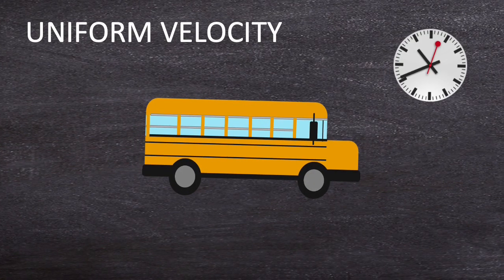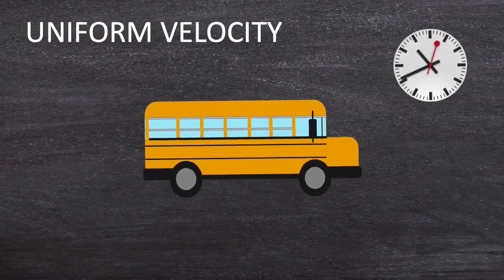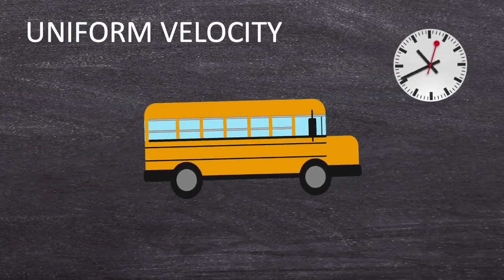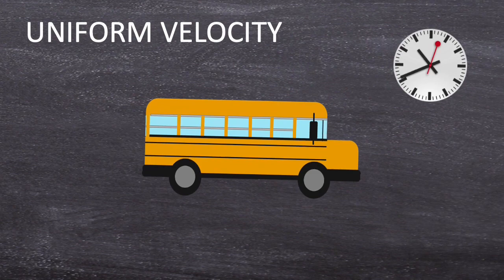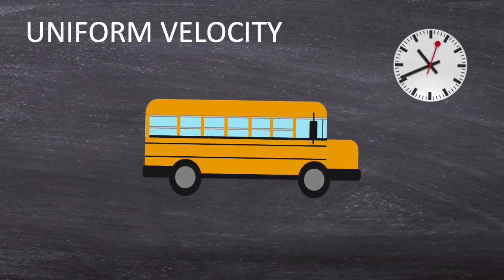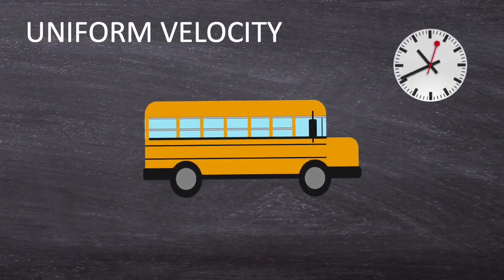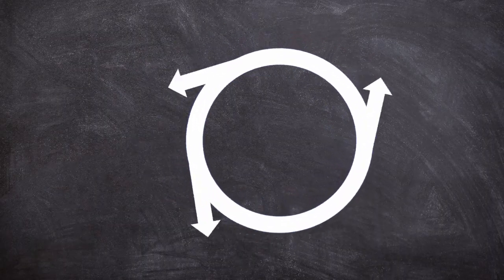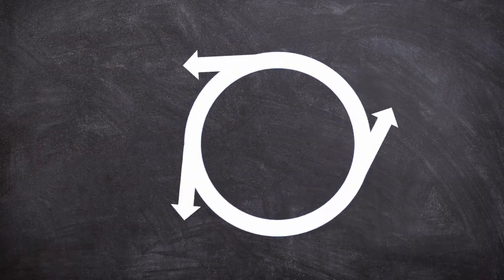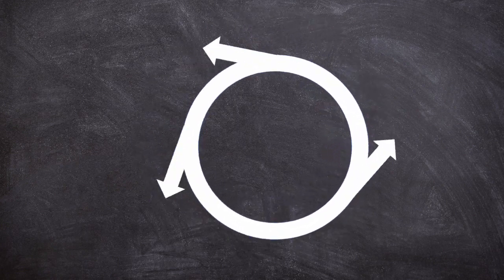When equal displacement occurs in equal time intervals, we get uniform velocity. For example, if a vehicle is displaced 2 kilometers every 2 seconds, we say the vehicle is moving with uniform velocity. An object moving in a circular path can have uniform speed, but not uniform velocity, because its position is always changing.